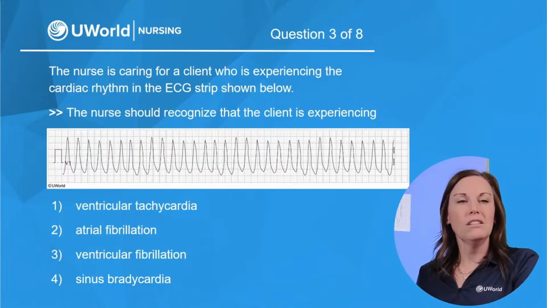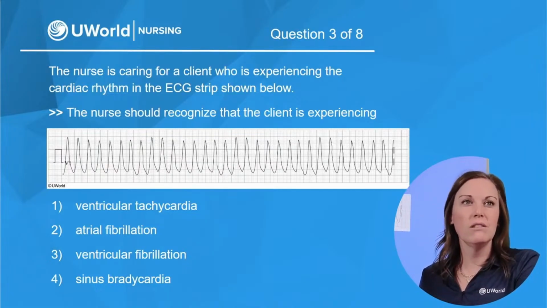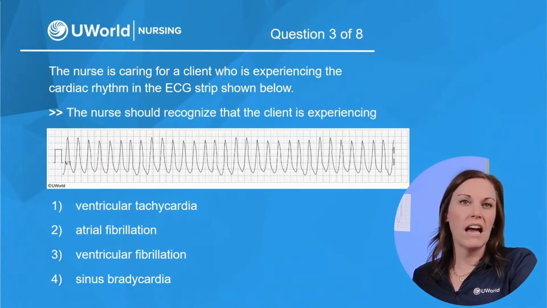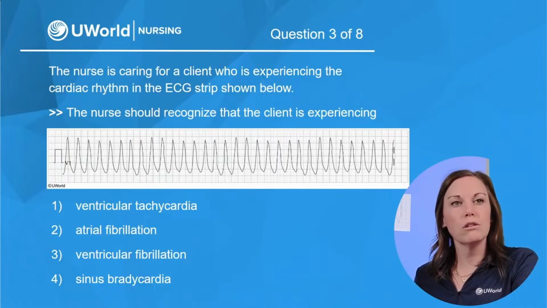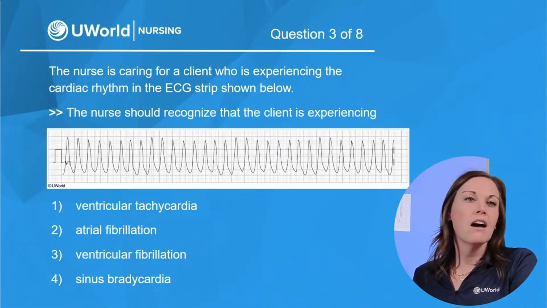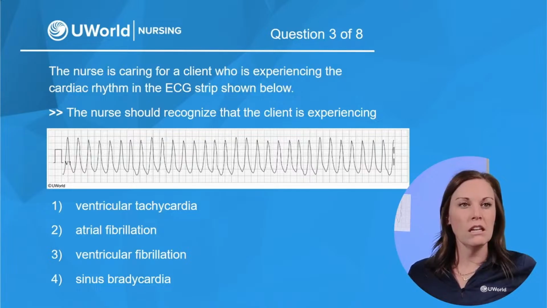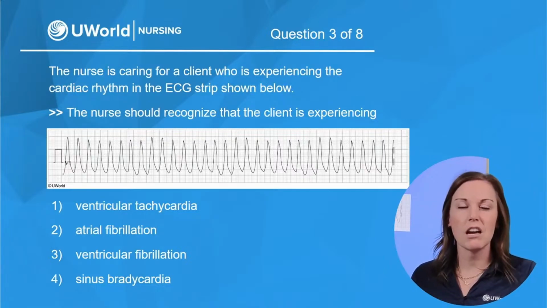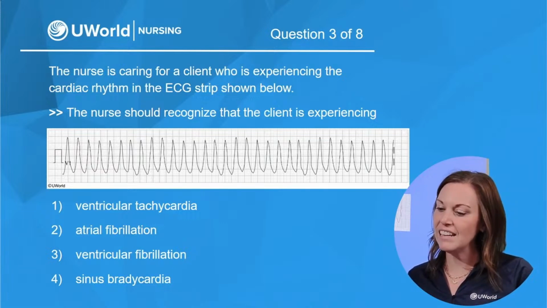Okay, question 3. The nurse is caring for a client who is experiencing the cardiac rhythm in the ECG strip shown below. The nurse should recognize that the client is experiencing option 1, ventricular tachycardia, option 2, atrial fibrillation, option 3, ventricular fibrillation, option 4, sinus bradycardia. All right, let us know what you guys think.